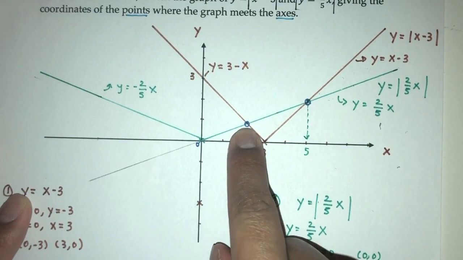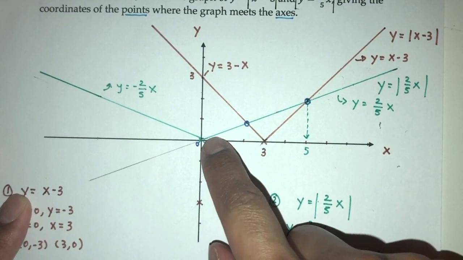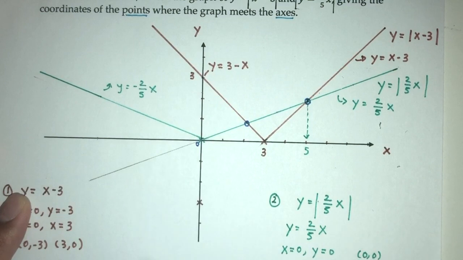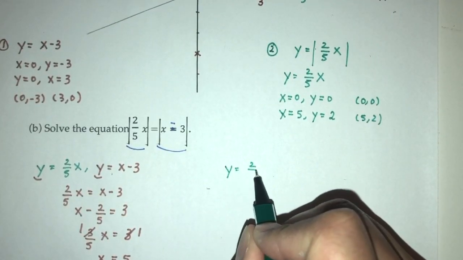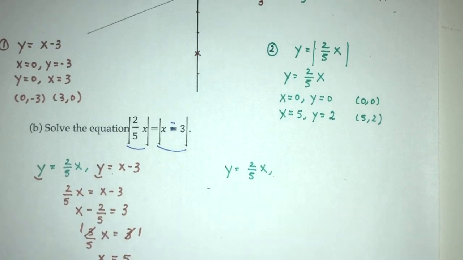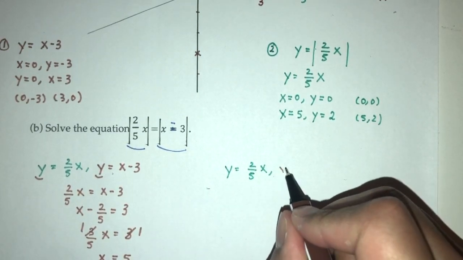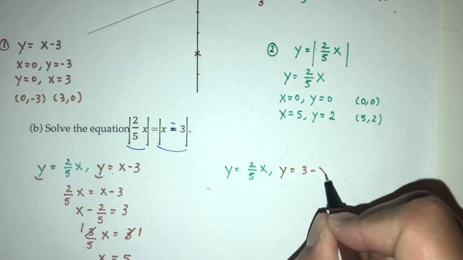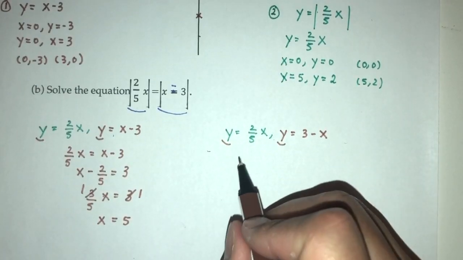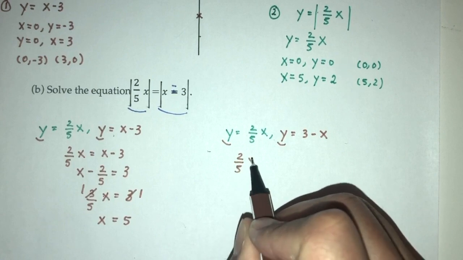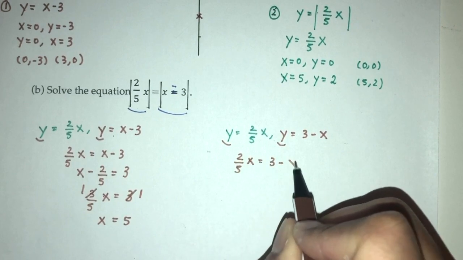Now how about this point? This point is the intersection between, again, this green line, but the other brown line. So let's write this down. The green line right now is y equals 2 over 5 x, and then the other brown line, as you can see, was y equals 3 minus x. Here we have y, and here we have y. Just replace, you will have 2 over 5 x equals 3 minus x.